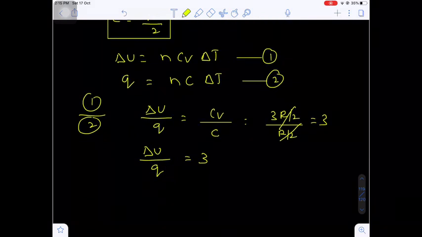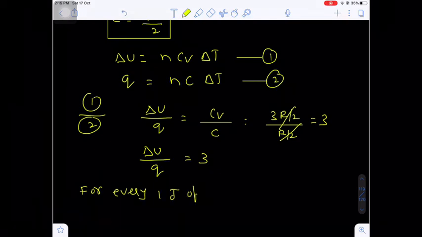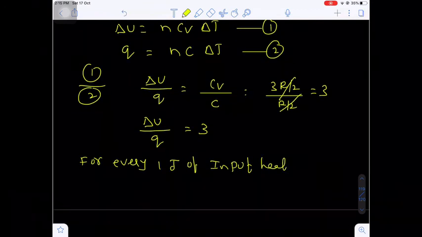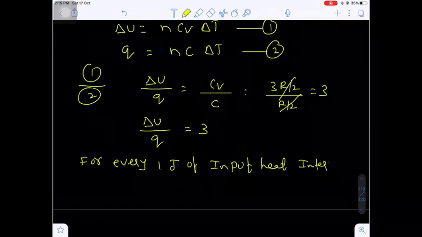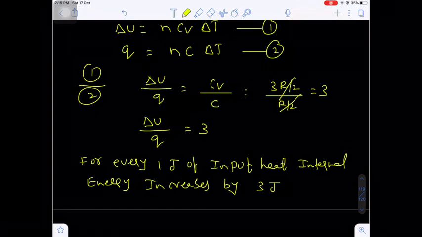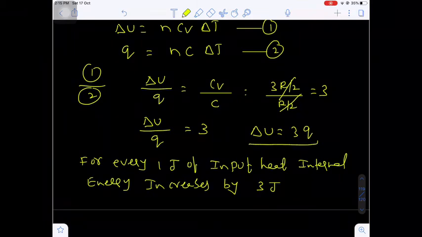What is the meaning of this one? That means for every 1 joule of input heat, internal energy increases by how many joules? 3 joules. That means if you supply 1 joule of energy in the form of heat as input, the internal energy increases by how many joules? 3 joules. That means here delta U equal to 3 times Q. Are you getting my point?